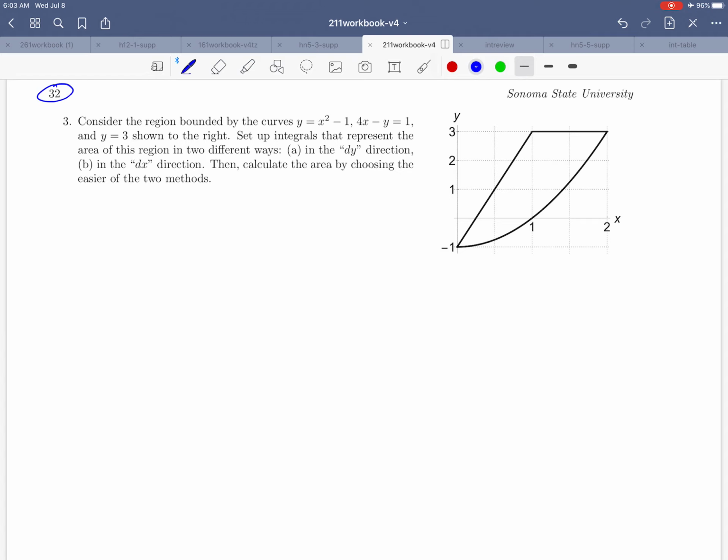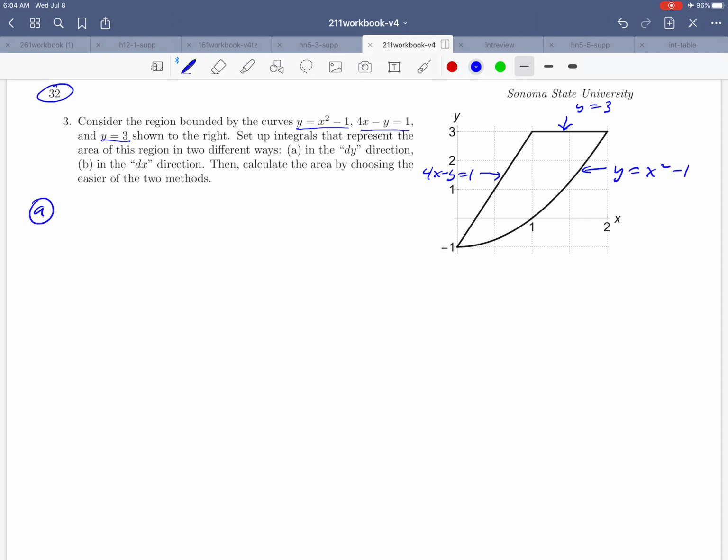Why don't we start by labeling the curves, just so we can see which is where. y equals x squared minus 1, that's a parabola, so that must go with the curved portion of our graph here. I'm going to try to do this in such a way that we've got space later on. Then 4x minus y equals 1, that's the equation of a line, and it must go with this slanted line here. And finally y equals 3, that's a horizontal line sitting up here in our picture. Those three curves form the boundaries of this region.